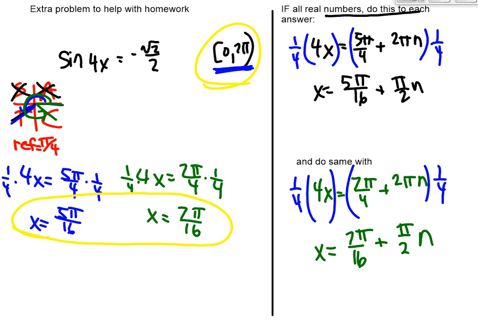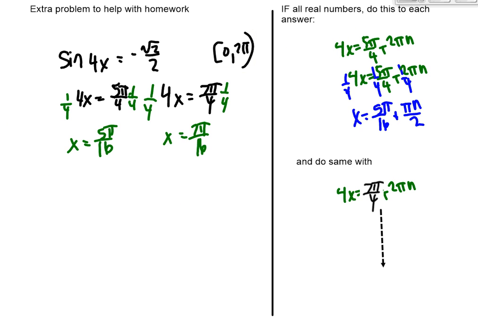So that's just an extra problem to help with homework because it came up enough, and I know otherwise in the notes that we do, maybe it won't be super clear that these things have to happen like that. So I wanted to make sure we went over one like that.